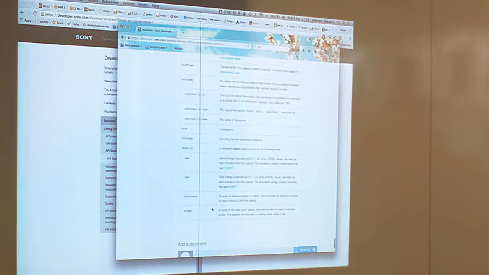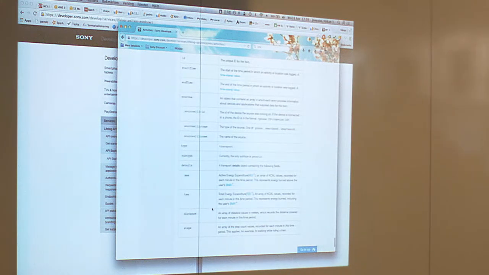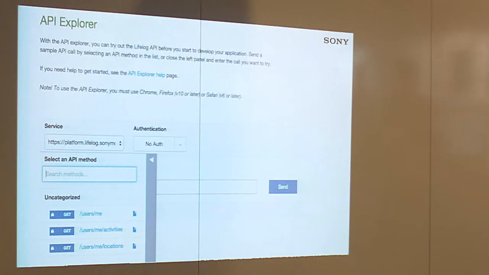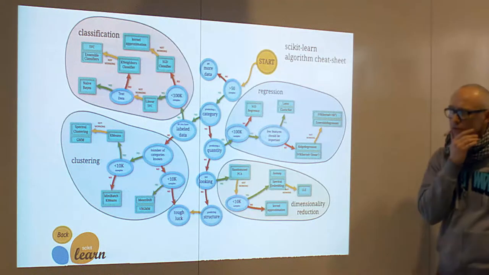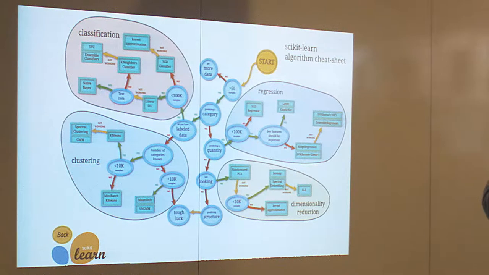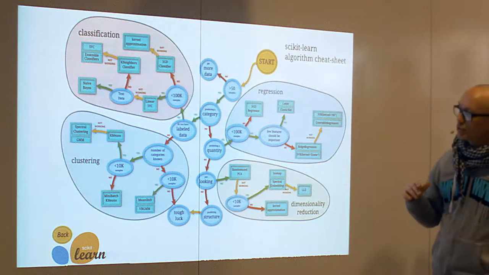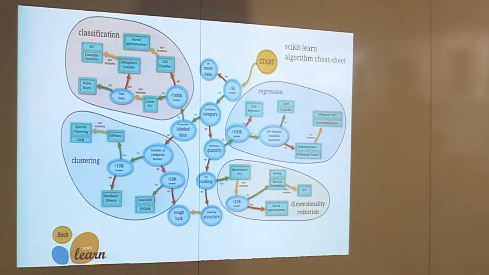Okay, so fortunately enough, I downloaded some data through the API before coming here, so we will use that. And we will use IPython, Python scikit-learn, both supervised and unsupervised machine learning algorithms to analyze location data. And scikit-learn is a very complete, or quite complete, machine learning toolkit for Python.